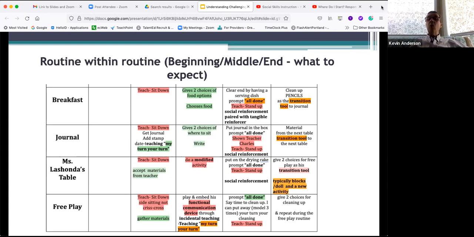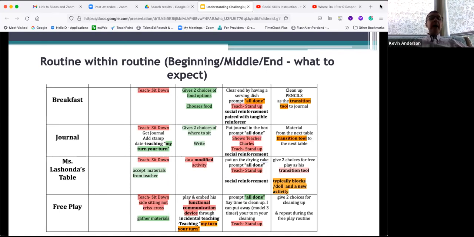The next piece is, what do we do when breakfast is over? As with many of the children that you know and work with, it's not only what am I doing now, but then what do I do next? And so in this case, this child is going to be using a transition tool. This particular child in this breakfast routine is going to be handed a pencil, which indicates to that child it is time to go to journals.